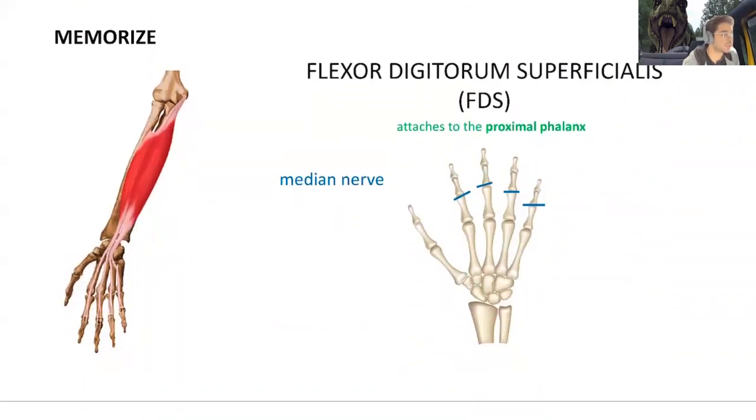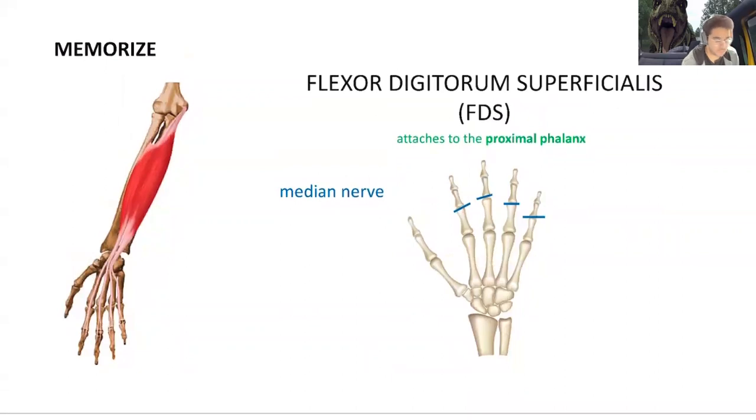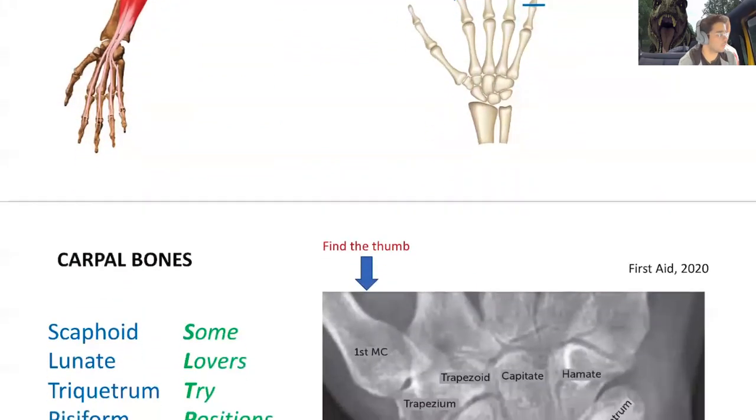Now, the proximals are a little bit different, right? It's the superficial ones. So the superficial is the median nerve, so it's going to be only associated with the proximal interphalangeal joints, right? Proximal interphalangeal, so proximal, more closer to you, median nerve.